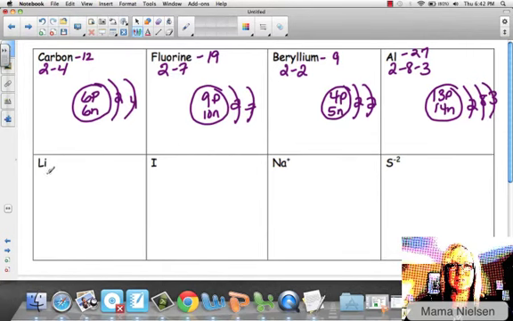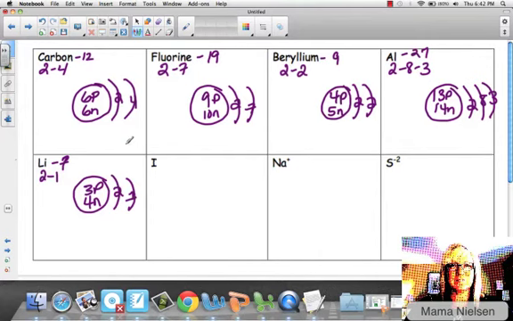Lithium. Lithium has an electron configuration of 2-1. It has an atomic number of 3 and a mass number of 7. So 3 protons, 7 minus 3 is 4 neutrons. 2 electrons in the first shell, 1 in the second.